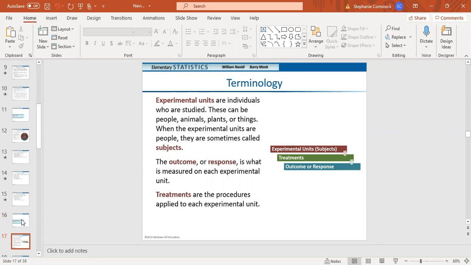Humans don't like to be called experimental units, so oftentimes we are called subjects instead of experimental units. It makes it sound like lab rats.